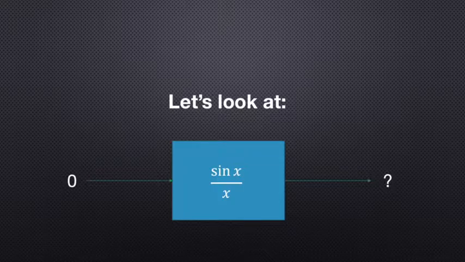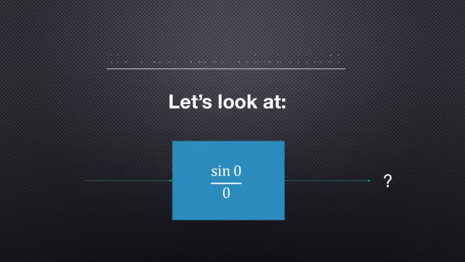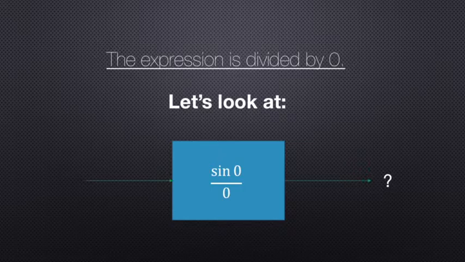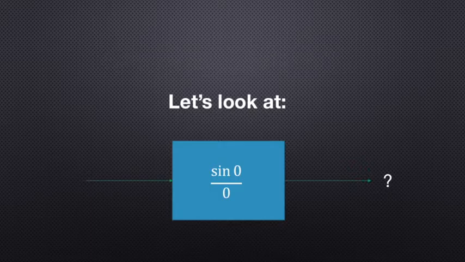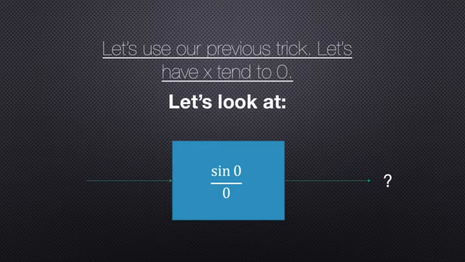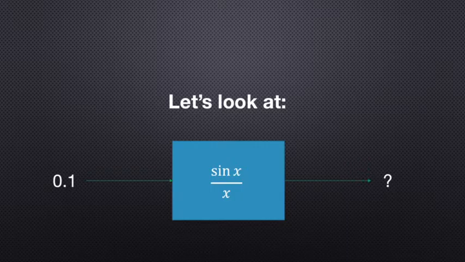Now, to really get the idea of this having any value, you have to first substitute the value in. If you put 0 in, you get sine 0 by 0, and then you're in trouble because the expression is divided by 0 and we don't have an answer to that question. Anything divided by 0 is just not determinable, and suddenly we're in trouble. But based on our previous trick, let's have x tend to 0. And what I mean by that is, let's look at the same example, and I'd like you to take your calculator and put this value in, sine x by x when x equals 0.1. Please do note that the value of x is in radians and not degrees.